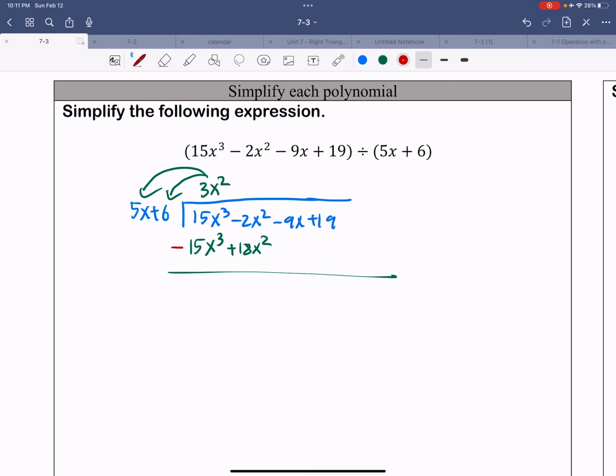And let's flip the sign. Negative, negative. So these two disappear. Negative 2 minus 18 is negative 20x squared. Let's bring down negative 9x.